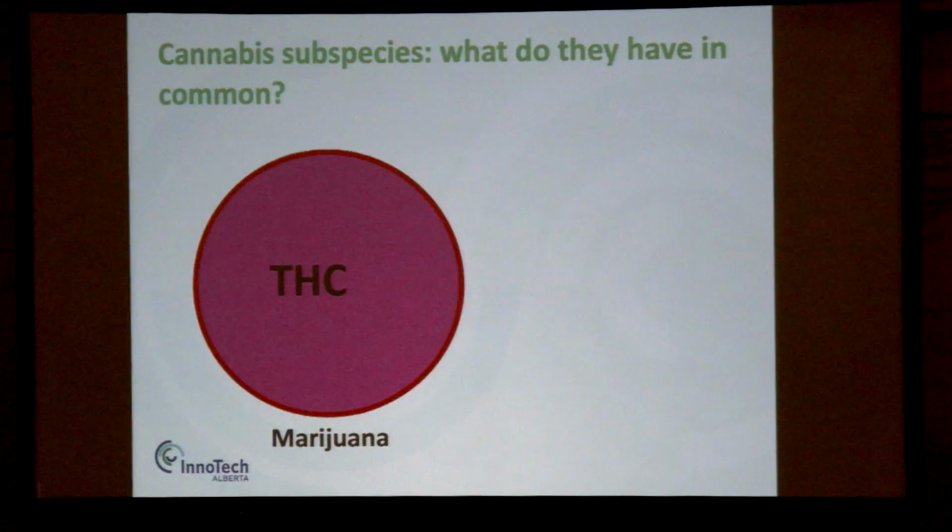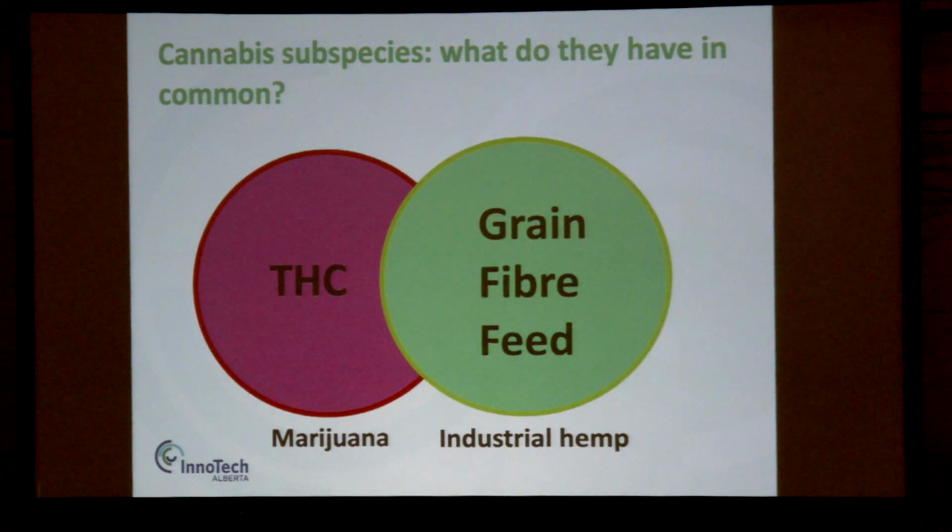Okay, so you see the differences. People cannot understand the differences. So I said that both high and low THC cannabis are grown for different purposes. What are we growing high THC cannabis, aka marijuana, for? For THC, for this compound that gets you high, right? So what we are growing industrial hemp for is grain, fiber, and feed. Not right now, feed hopefully will be coming soon.